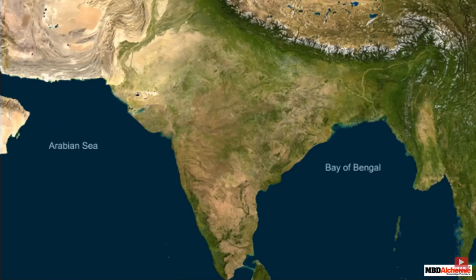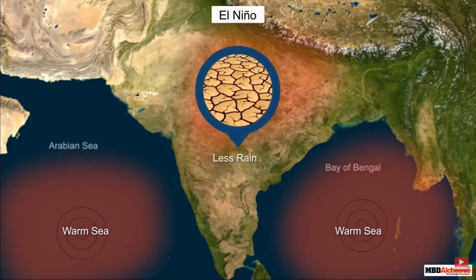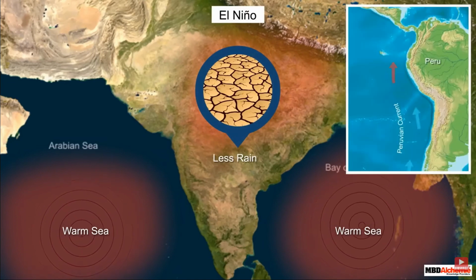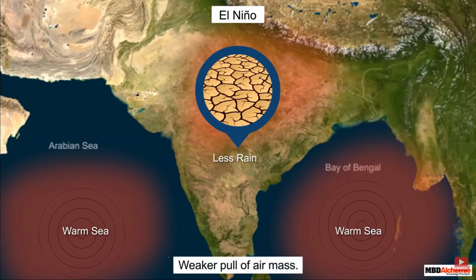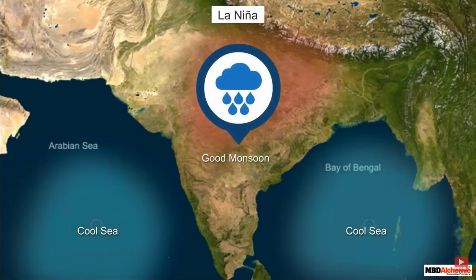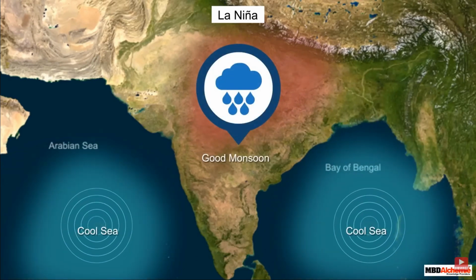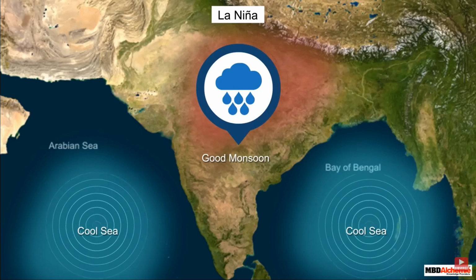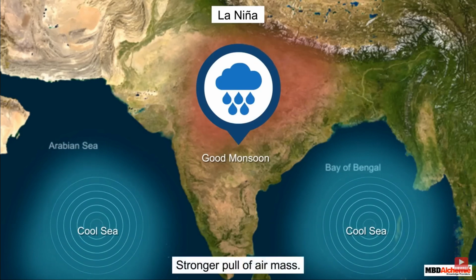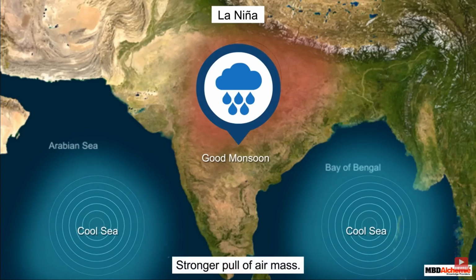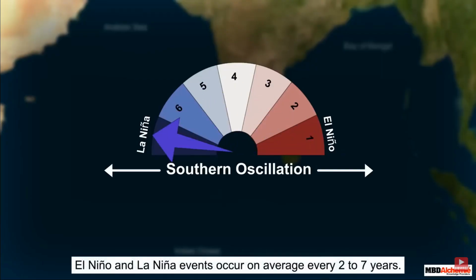During El Nino, the monsoon will be weaker and comes late in India as summer is cooler and the surrounding sea and ocean temperature remain warmer than the usual. The Peruvian cold current is replaced by a warm current. Therefore, the pull of air from the landmass would be weak. La Nina is good for monsoon condition as the temperature over the sea remains cooler and the pressure difference between land and sea is very high, so the pulling of air mass from sea to land is very intense. El Nino and La Nina events occur on average every 2 to 7 years.